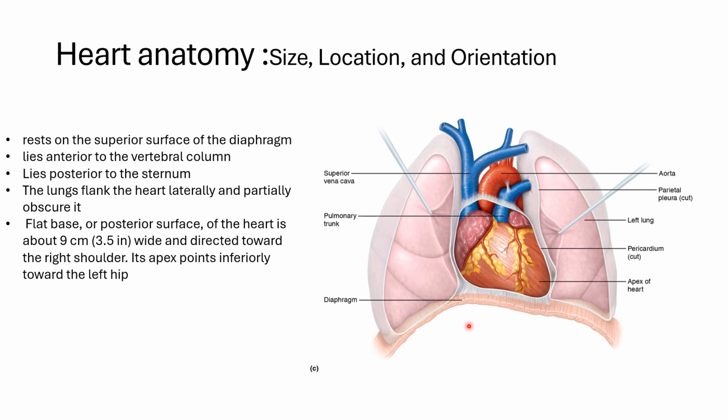Now let's look at these vessels. This is the pulmonary trunk. Although it is on the left side, it is coming from the right ventricle. And this is the aorta. It is coming from the left ventricle, and this superior vena cava is bringing blood from the body into the right atrium.